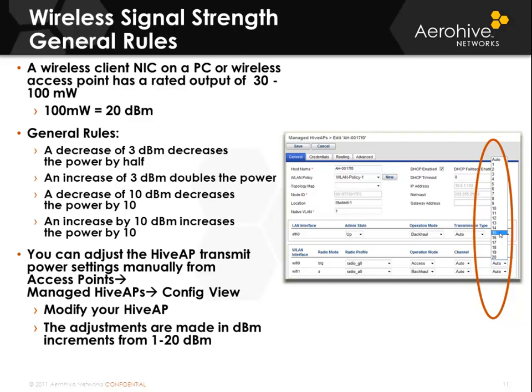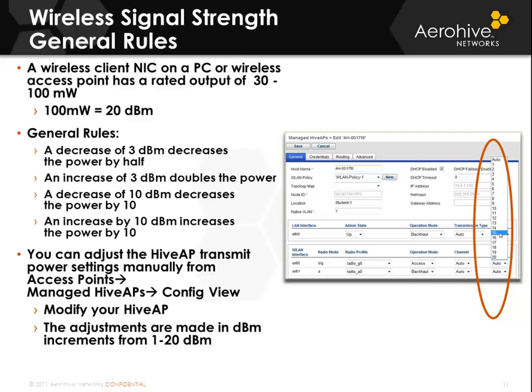There is a rule in Wi-Fi called the rule of the tens and the threes. The general rules: a decrease in power or a loss of 3 dBm decreases the power by half, while an increase of power of 3 dBm doubles the power. When we're talking about the 10 of the tens and threes, a decrease in power of 10 dBm divides that power by 10, and an increase in power of 10 dBm multiplies the signal strength by 10.